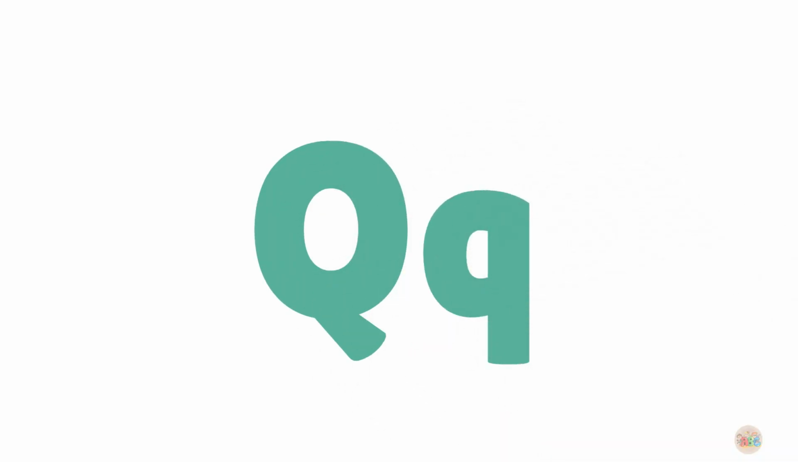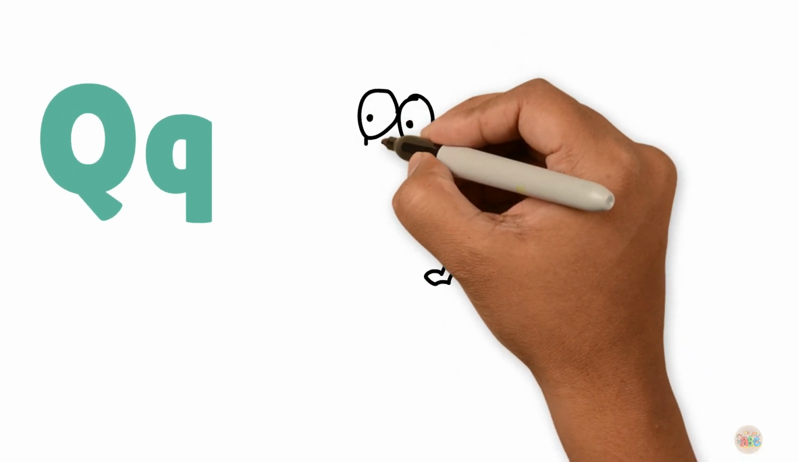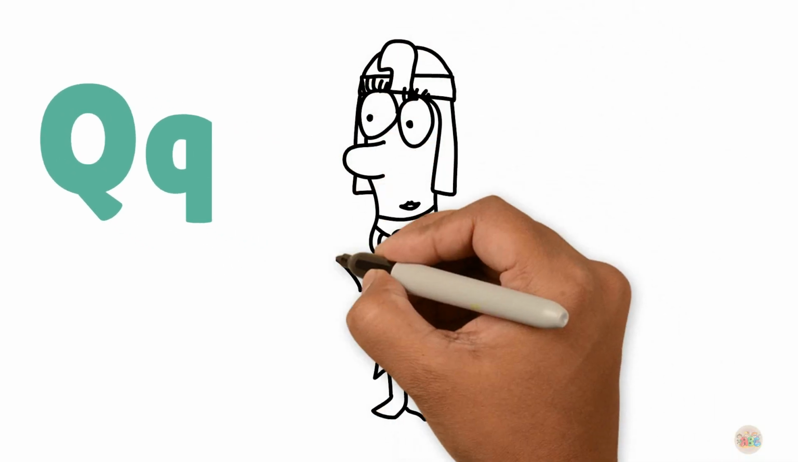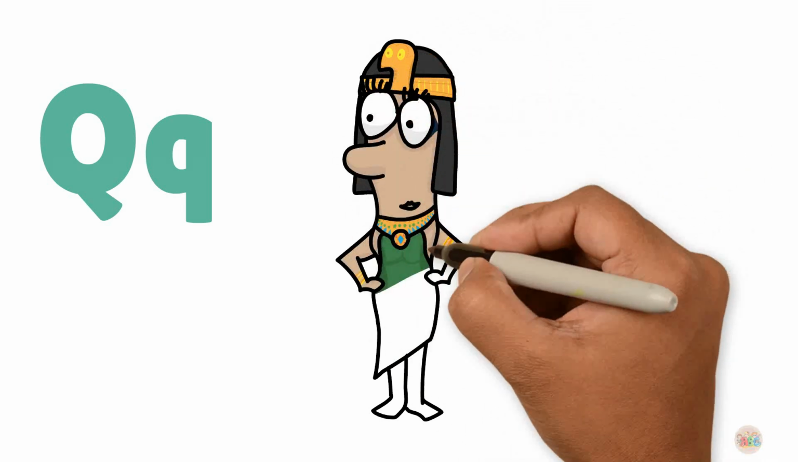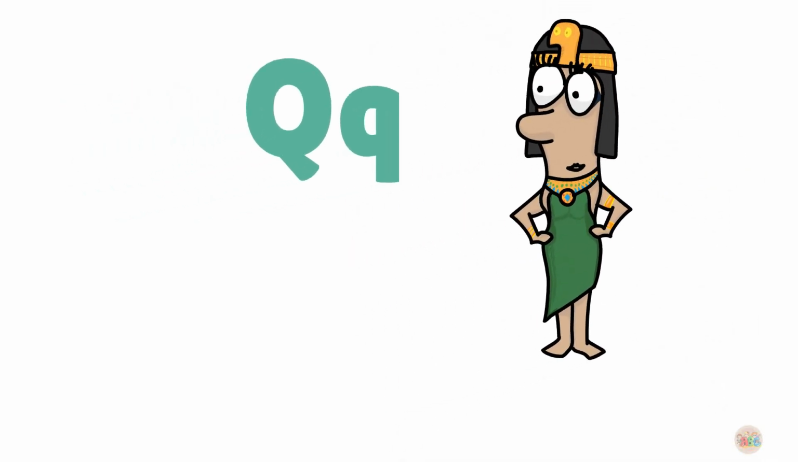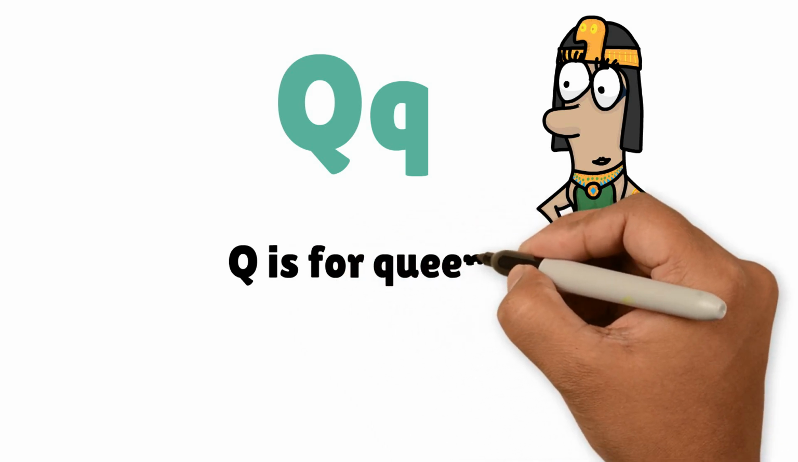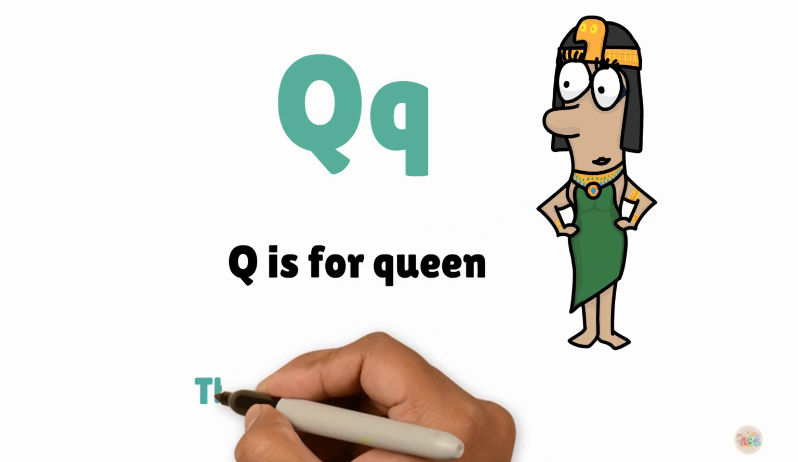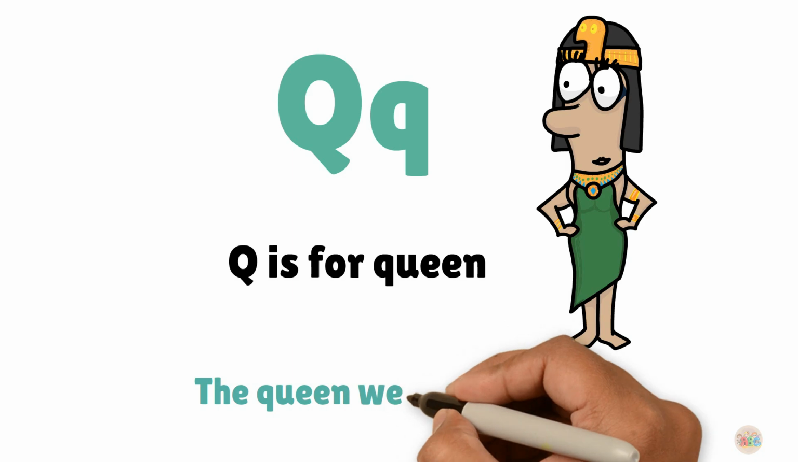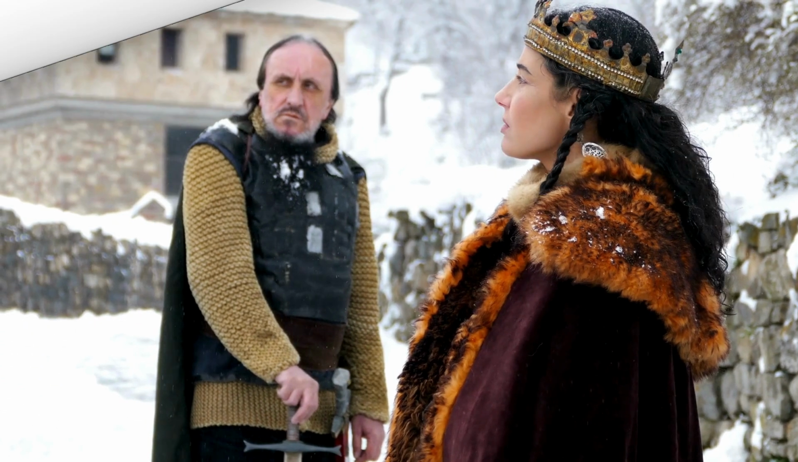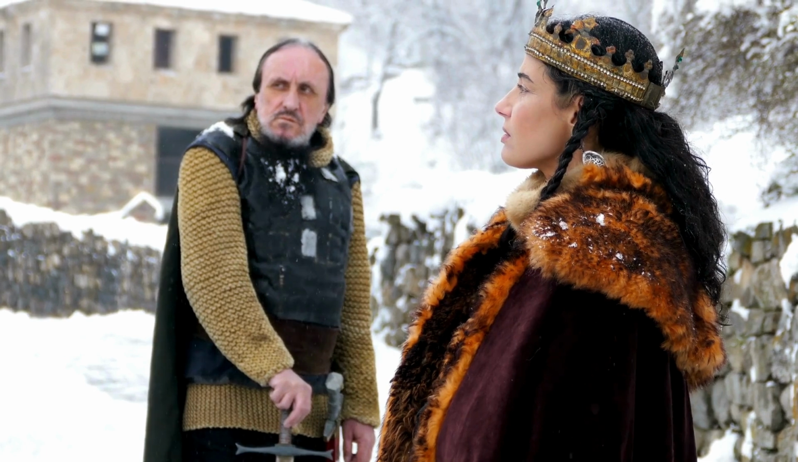Say with me. Q. Q is for queen. Again say with me. Q is for queen. The queen wears a crown. Now it's your turn.